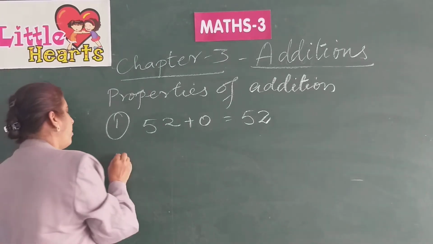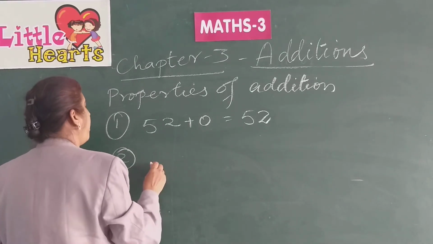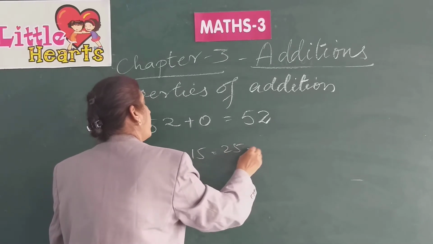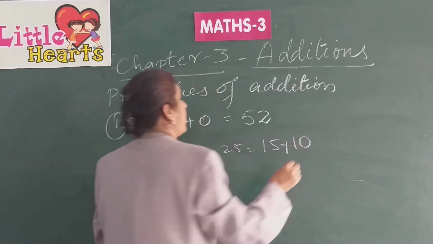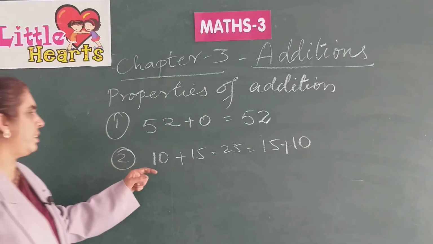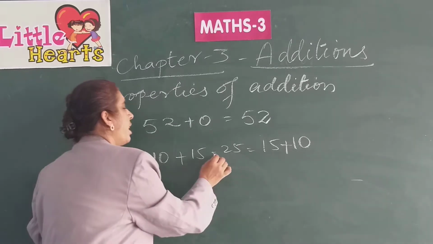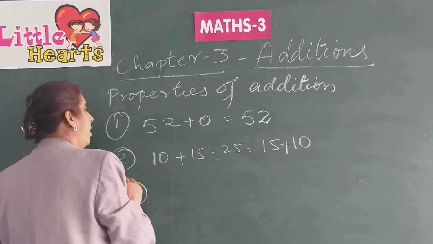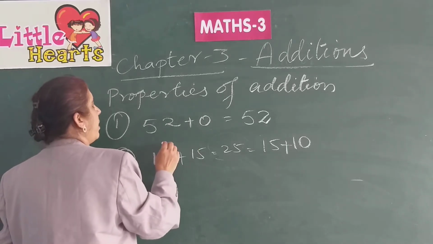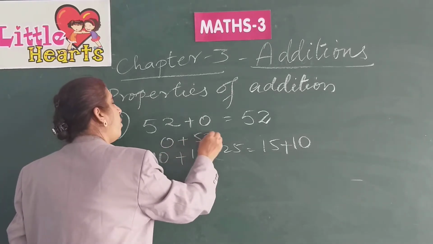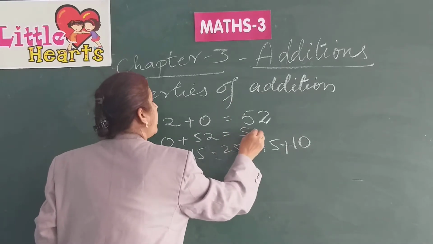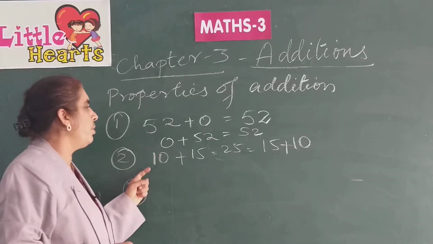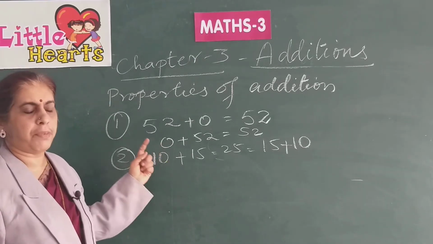If two numbers are added in any order, we get the same answer, the sum will be the same. And in the same way, if any number is added to 0 we get the same number. So the order does not change the answer here. If two numbers are added in any order, we get the same result.